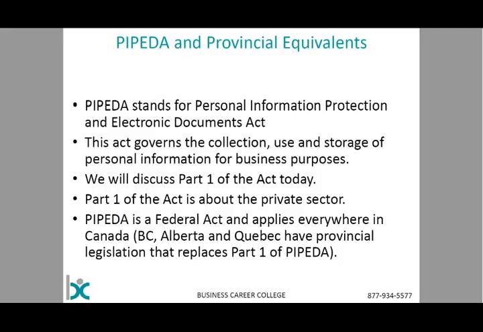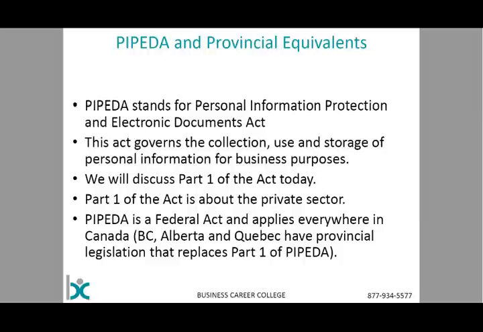Welcome back to the Privacy Legislation in Canada course. We're going to continue this section talking about the Personal Information Protection and Electronic Documents Act, which can be quite a mouthful. So going forward, we're going to refer to this as PIPA, the acronym for that act. So PIPA governs the collection, use, and storage of personal information for business purposes. The section we just completed on the Privacy Act talked about the collection, use, and storage of personal information by federal government institutions. This act is about that same information for business purposes.